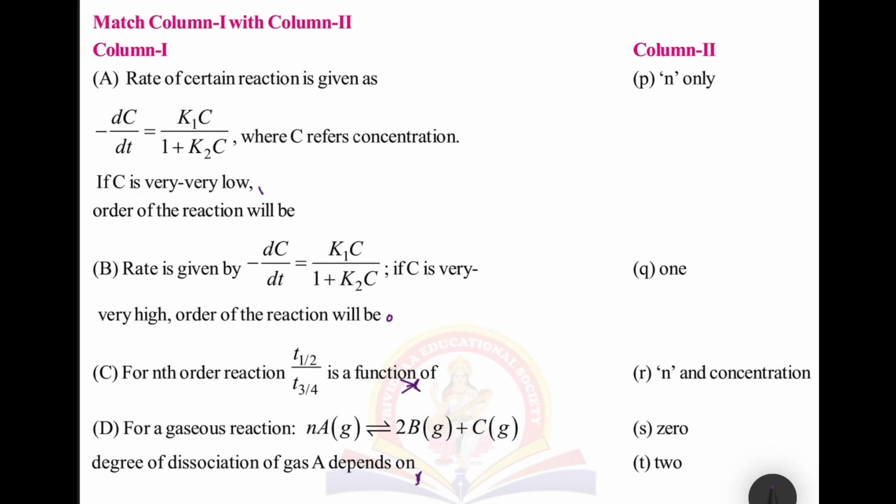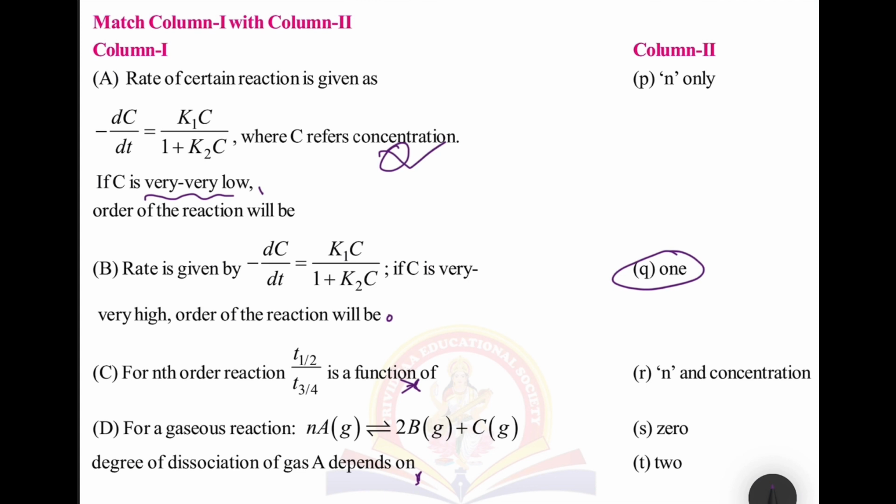Chemical kinetics assignment. Matching type of questions you see. Rate of a certain reaction is given as minus dC by dt equals K1C divided by 1 plus K2C, where C refers to concentration. If C is very low, concentration is very low, the order of the reaction is going to be 1. So for this, option Q.